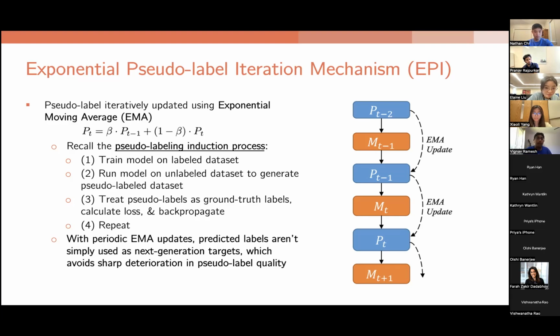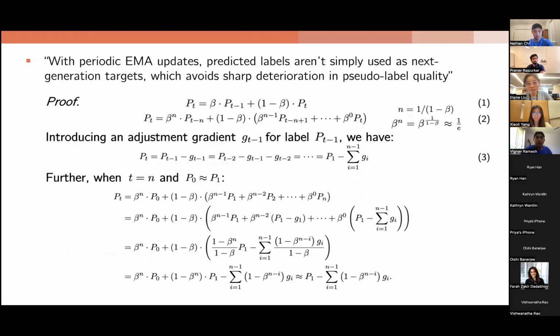Because of the periodic EMA updates, predicted labels aren't simply used as next generation targets. And this helps avoid sharp deterioration in pseudo-label quality. So the authors of the paper provide this proof, which shows what that statement means from a mathematical standpoint.